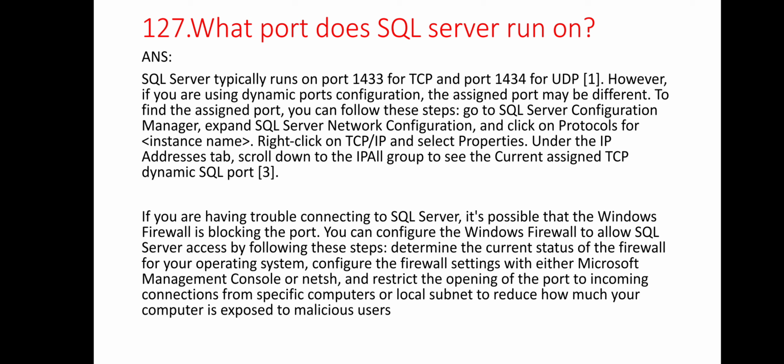Go to the SQL Server Configuration Manager, expand SQL Server Network Configuration, and click on Protocols for the instance name. Right click on TCP/IP and select Properties. Under the IP Addresses tab, scroll down to the IPAll group to see the current assigned TCP dynamic port.